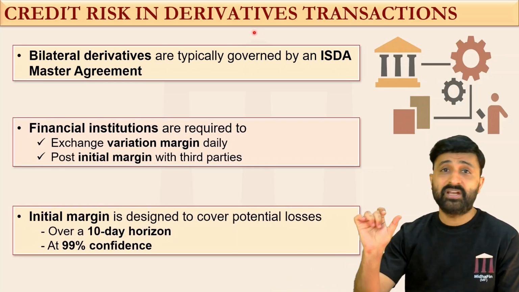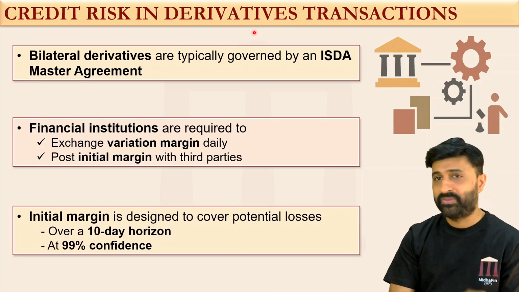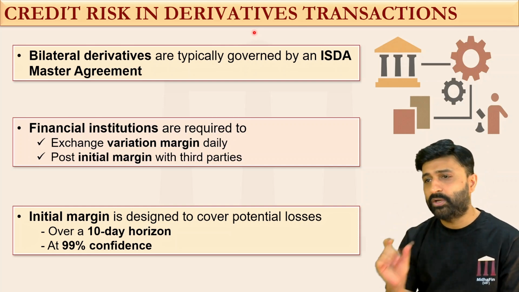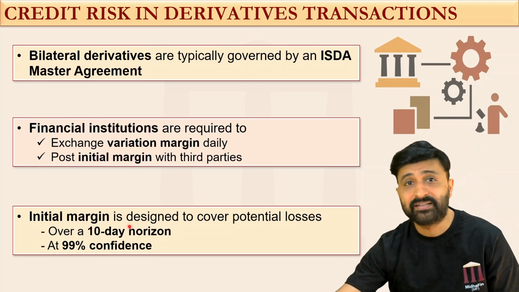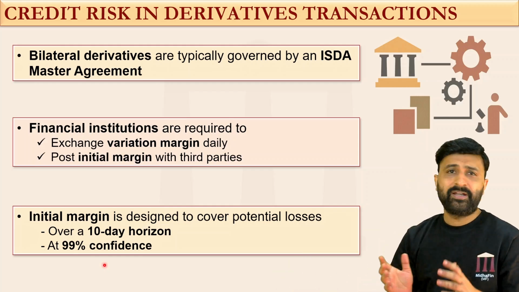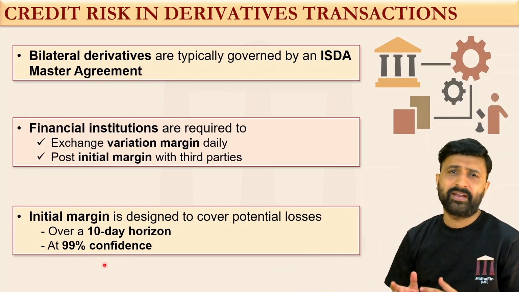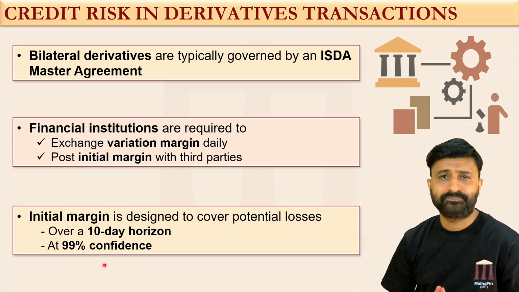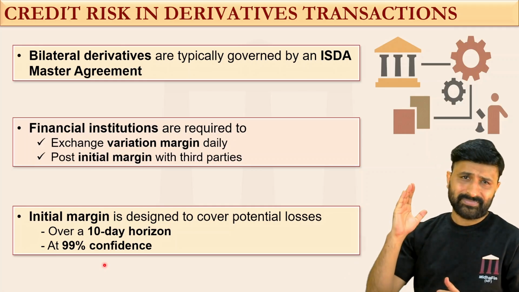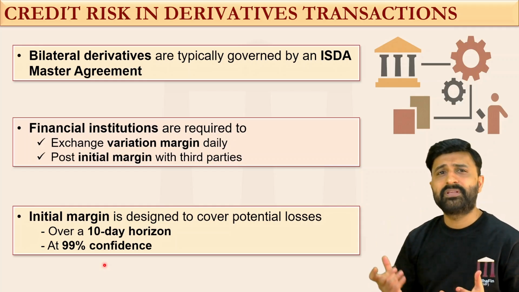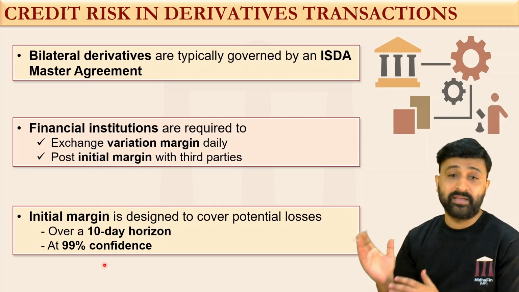Now, initial margin calibration. The initial margin is calculated so that it covers potential losses over a 10-day horizon with a 99% confidence. So it's meant to protect both sides, even if markets move sharply before collateral can be adjusted. So that sets the foundation. Okay, now we'll see what happens when one party defaults under this agreement.